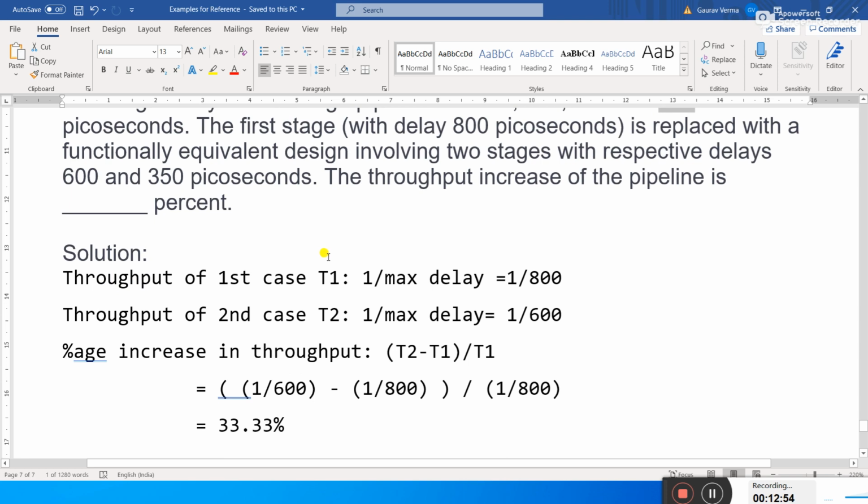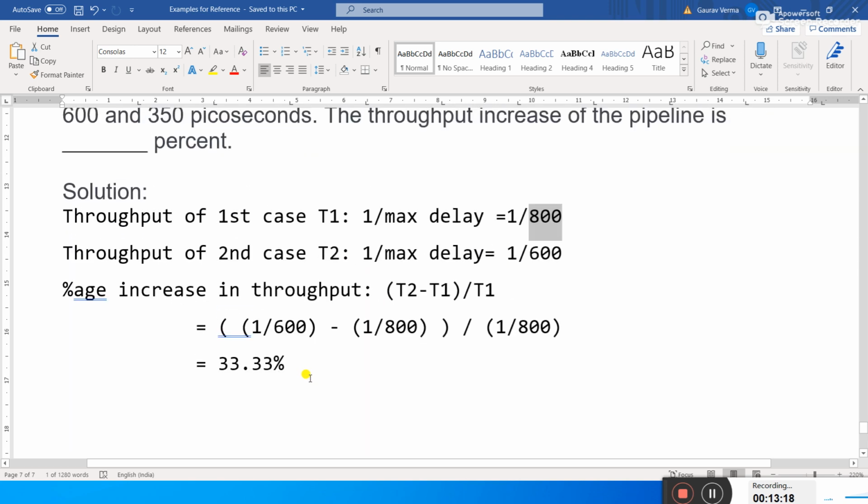So what we have to do is take 1 divided by the maximum delay. This is my throughput, and throughput is the number of instructions per unit of time. So we are taking one instruction per unit of time, which here is 800 picoseconds. Then we find the percentage increase in the throughput. The examiner may ask you about the throughput of the particular pipeline, or about the percentage increase.